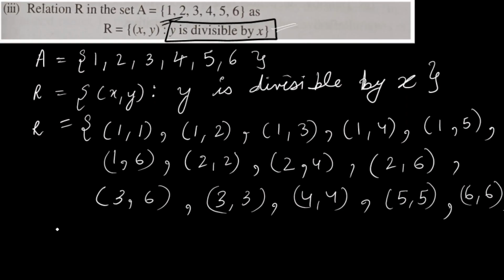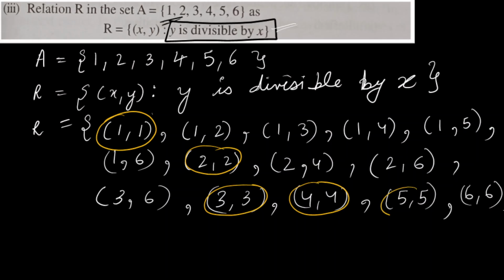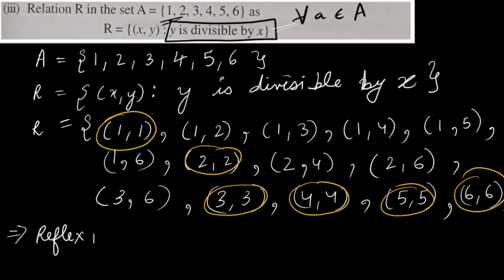Let's check first of all reflexive relation. Reflexive means for all the elements I should have duplets. So you can see here I have 1 comma 1, 2 comma 2, 3 comma 3, 4 comma 4, 5 comma 5, and 6 comma 6. So all the duplets are there for all elements, for all a belongs to capital A. For all small a means all the elements. So that means this relation is reflexive.